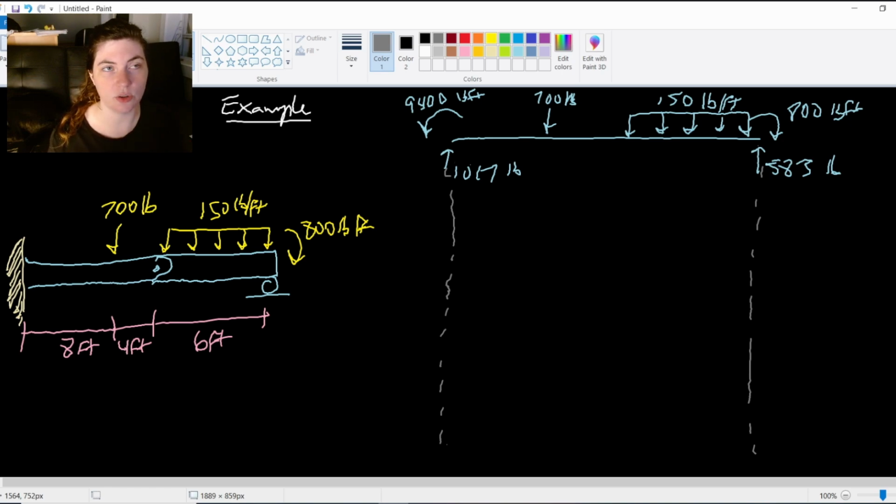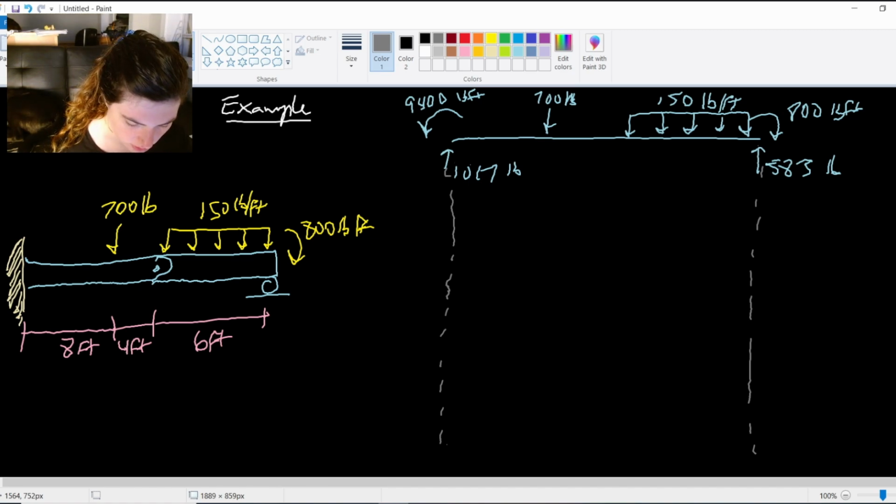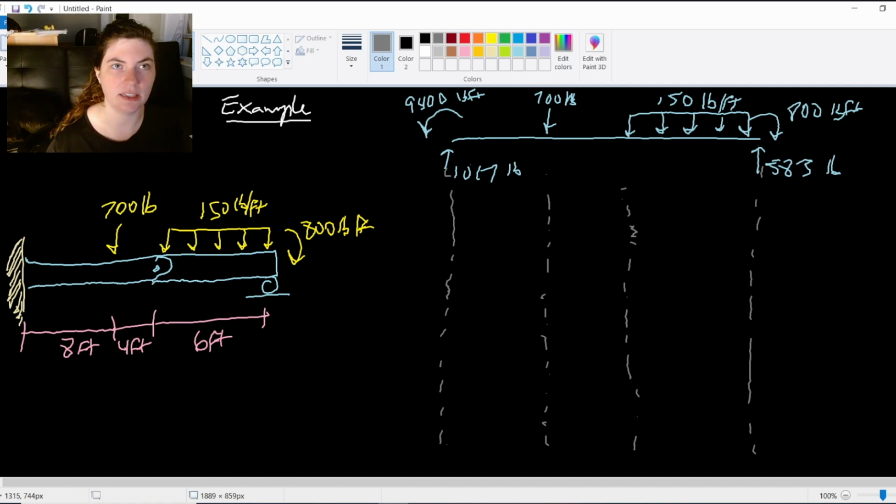Our biggest thing is always delineating those load regions. Where do we have those changes in load? I'll give myself some dashed lines down. They're really just to help me keep everything in line and more visual, to see where those changes in load are affecting shear and moment. So I've got one at my 700 applied force and at that internal pin for now. And then we'll just start breaking it down.